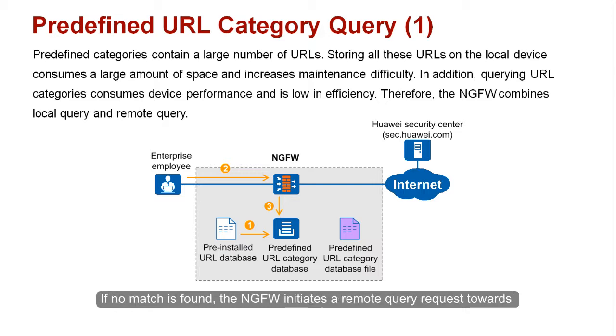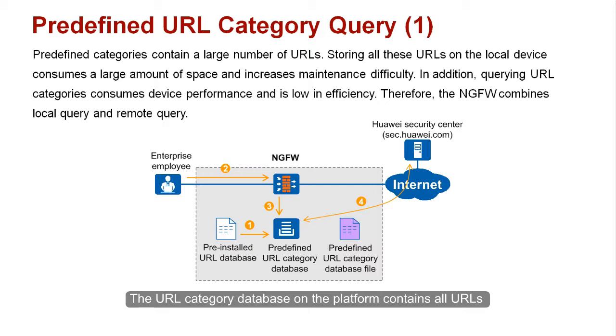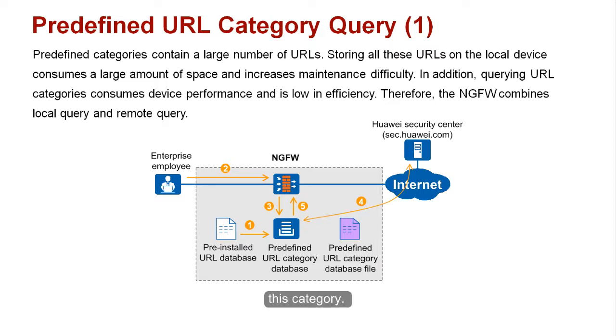If no match is found, the USG6000 initiates a remote query request towards HUAWEI's security center. The URL category database on the platform contains all URLs and is continuously updating. Therefore, accurate category information can be queried. After the predefined URL category database in the cache receives the remote query result, it adds the category information of this URL to the database. Then the USG6000 processes the access request based on the action for this category.